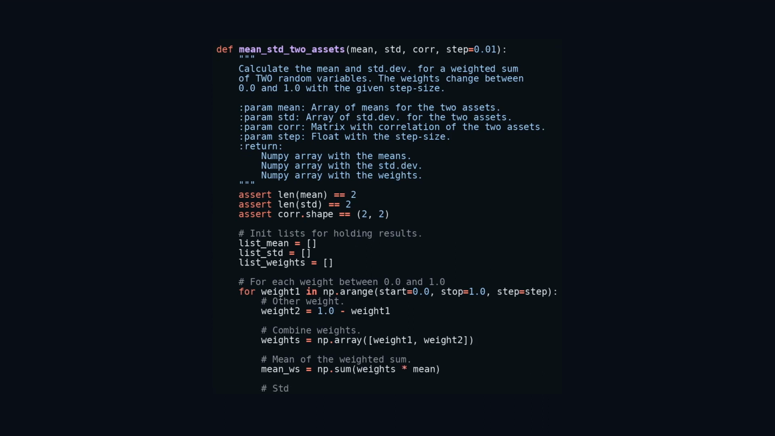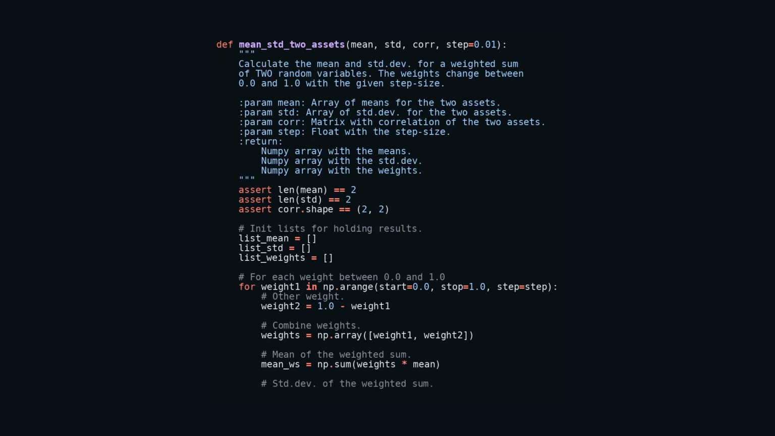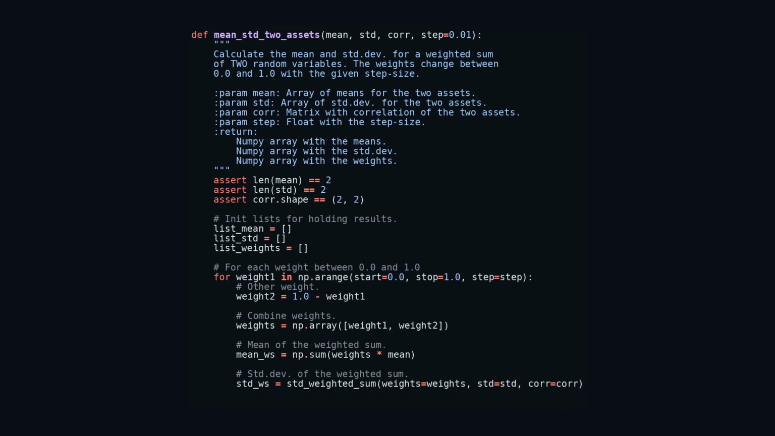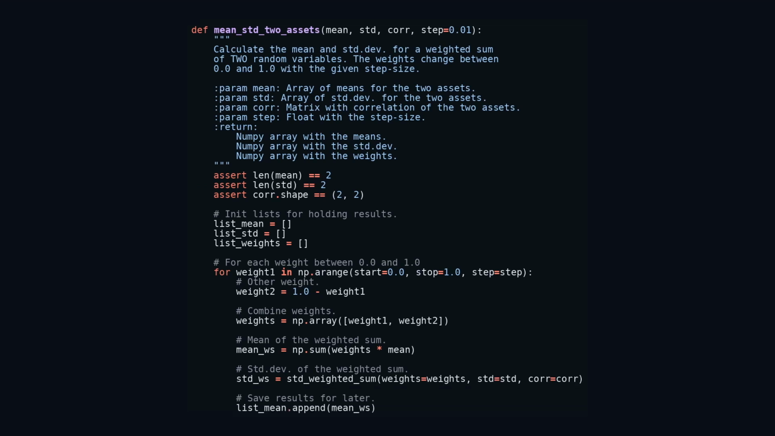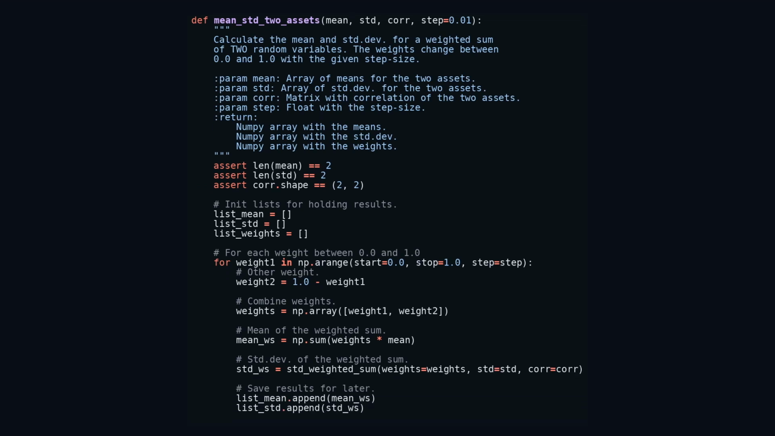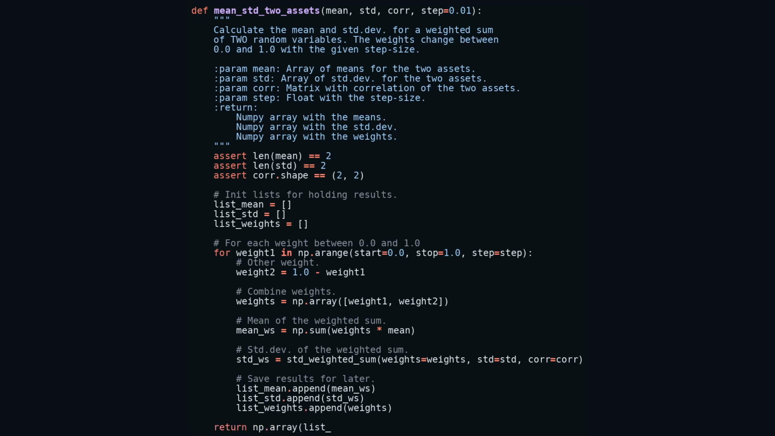This function is instrumental in analyzing a portfolio composed of two assets by computing the mean and standard deviation for different weight allocations. Such analysis is vital in portfolio optimization and risk management within finance, as it aids in understanding the variations in a portfolio's risk and return based on different asset weightings.